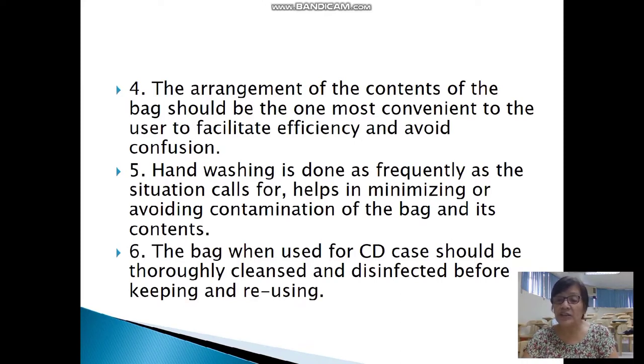Especially nowadays with our pandemic, you must know that hand washing is the most important thing that a nurse must do. The bag, when used for CD cases, should be thoroughly cleansed and disinfected before keeping and reusing. So everything must be cleaned, cleansed and disinfected every time you use that in your clients or your patients during your home visit.